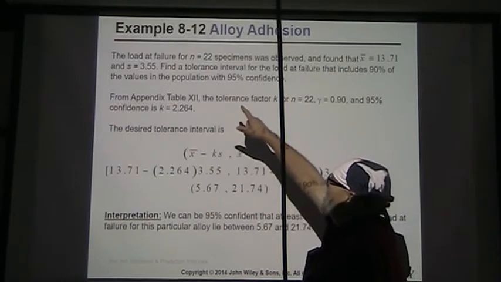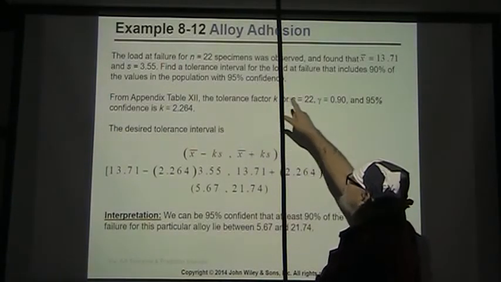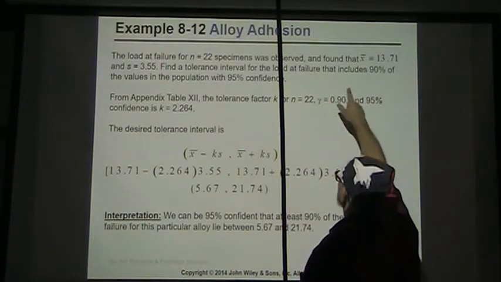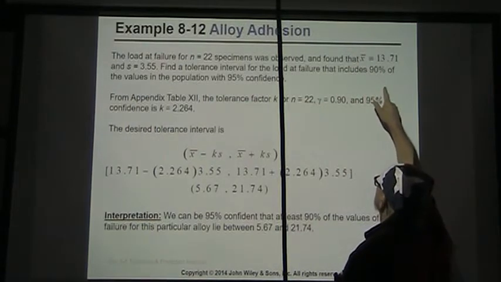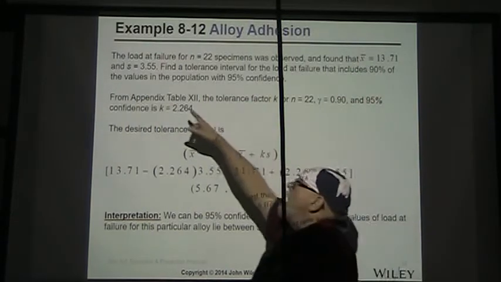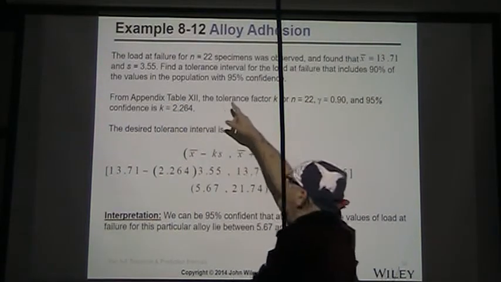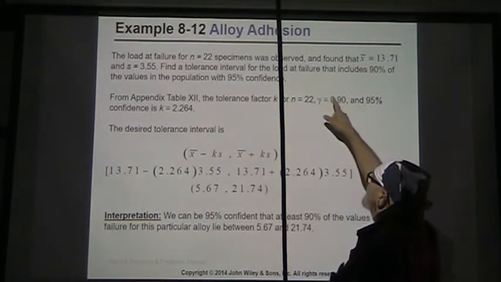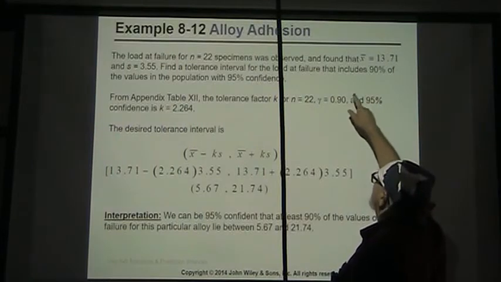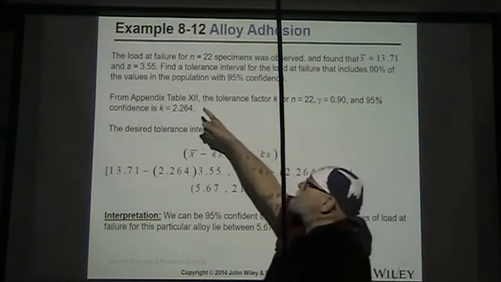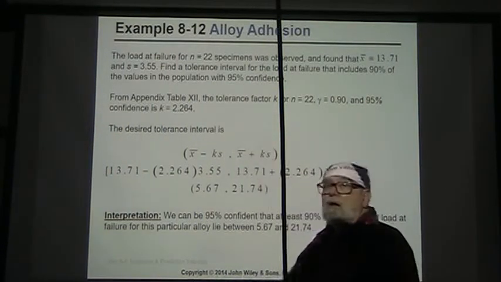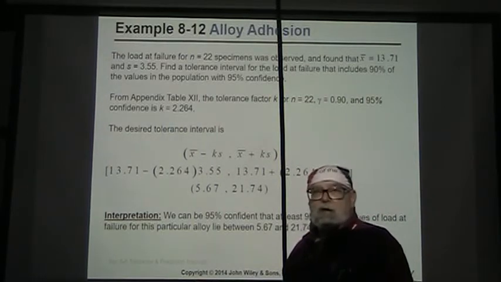The load at failure for n equals 22 specimens was observed. It was found that x bar equals 13.71 and sample standard deviation equals 3.55. Find the tolerance interval for the load at failure that includes 90% of the values in the population with 95% confidence.